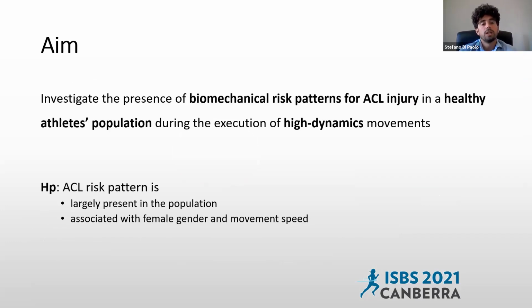So the aim of our study was to investigate the presence of biomechanical risk pattern for anterior cruciate ligament injury in healthy and competitive athletes during the execution of high dynamic movement. We hypothesized a large presence of anterior cruciate ligament risk pattern in this population, and we also hypothesized the association of this risk pattern to female gender and movement speed.